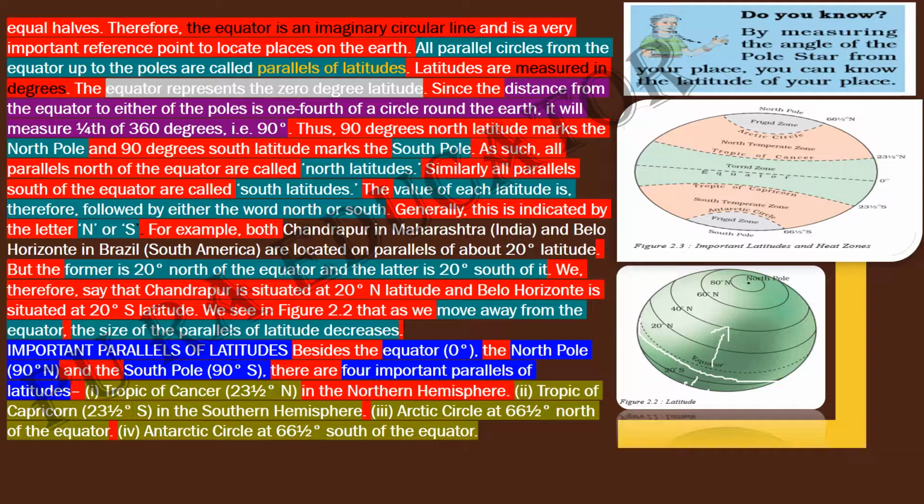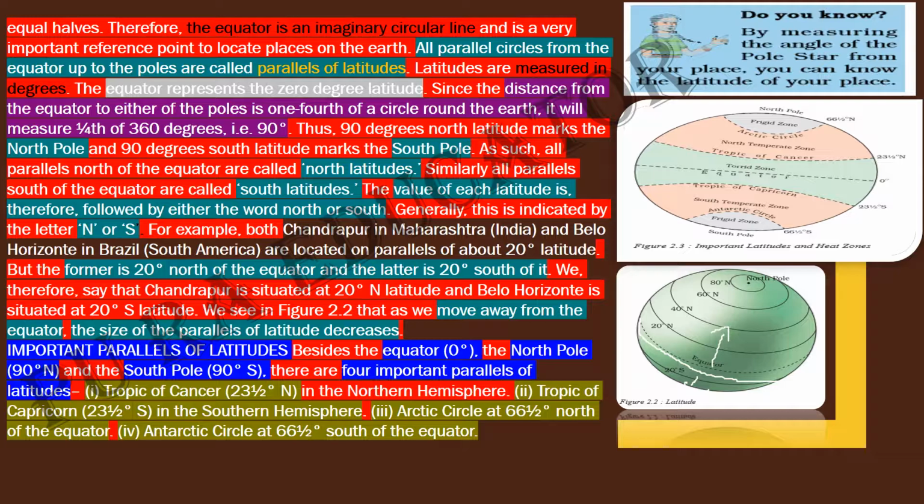Okay friends, now the second parallel of latitude is the Tropic of Capricorn. The Tropic of Capricorn is placed at 23.5 degree south in the southern hemisphere. The third parallel of latitude is the Arctic Circle, which is placed at 66.5 degree north of the equator. And the fourth and last one is the Antarctic Circle, which is placed at 66.5 degree south of the equator.